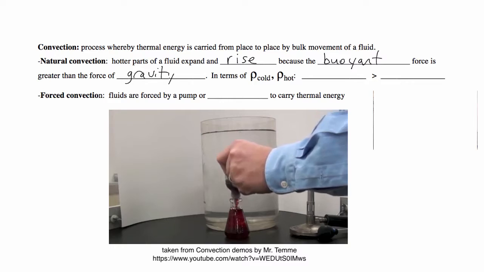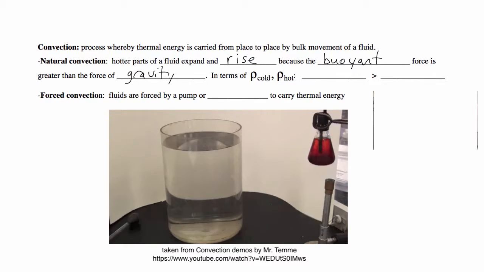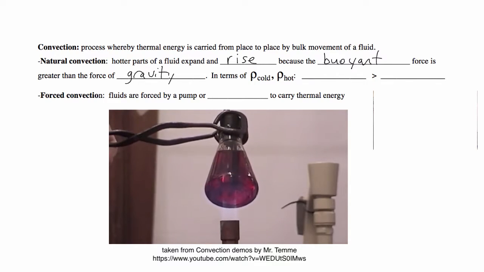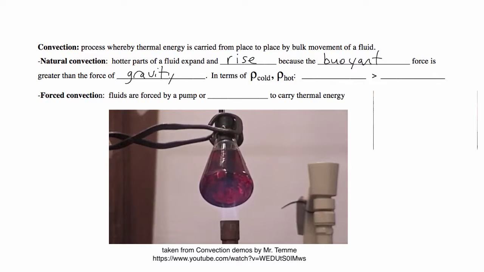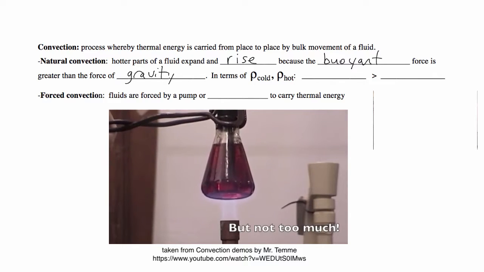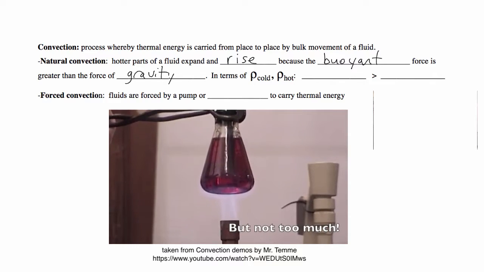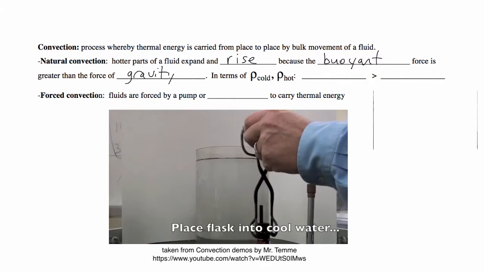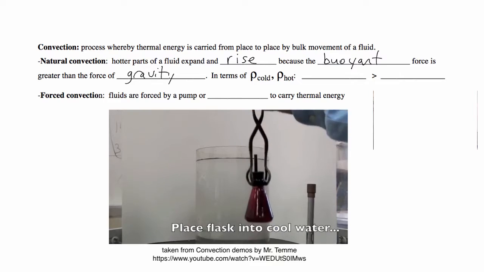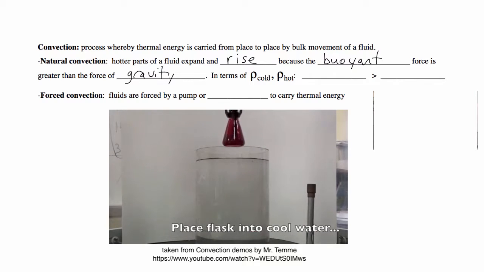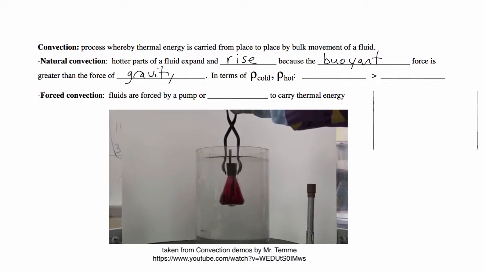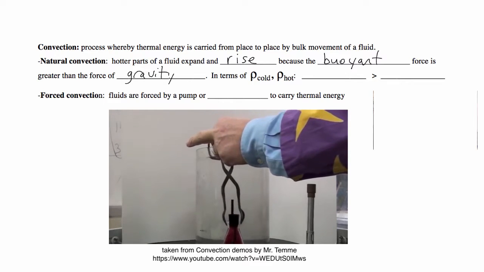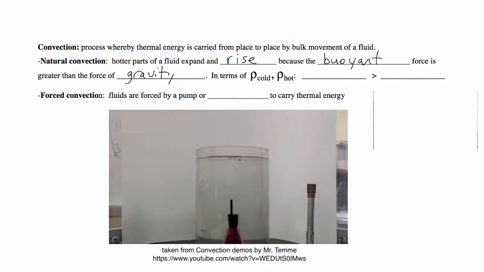Here's a demonstration of natural convection from Mr. Temmie's YouTube channel. In this example, you can see that some water with red food coloring is heated, so it's very hot. It is a hot fluid, and then placed in a cold fluid, and watch what happens. The less dense hot fluid rises because of the buoyant force.